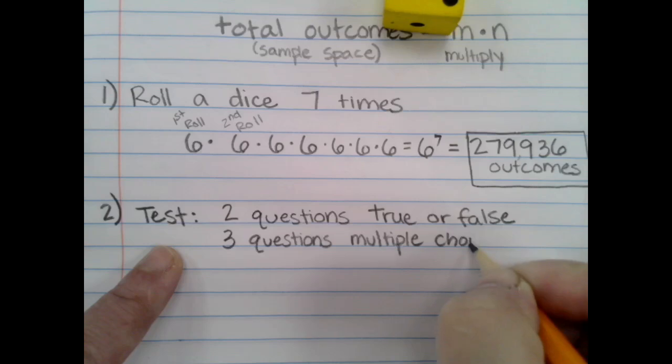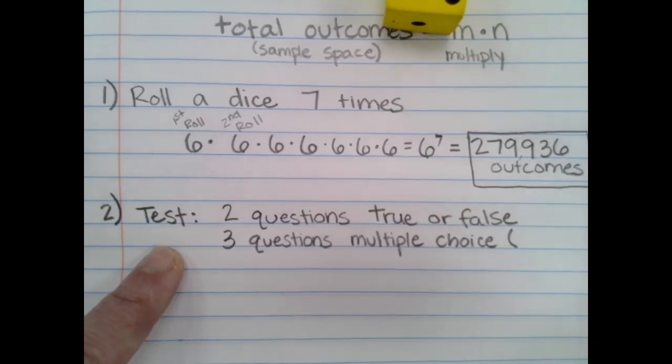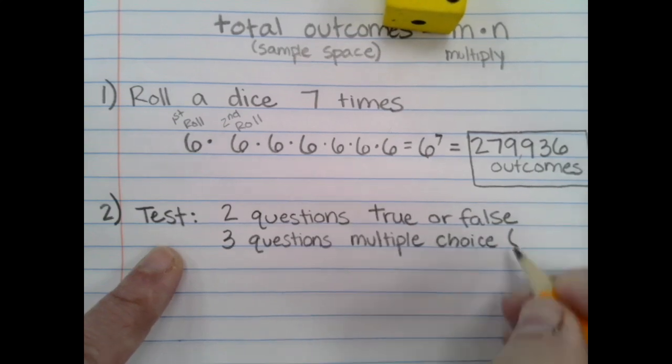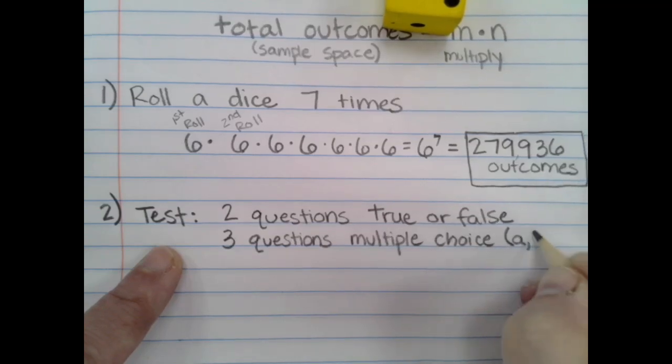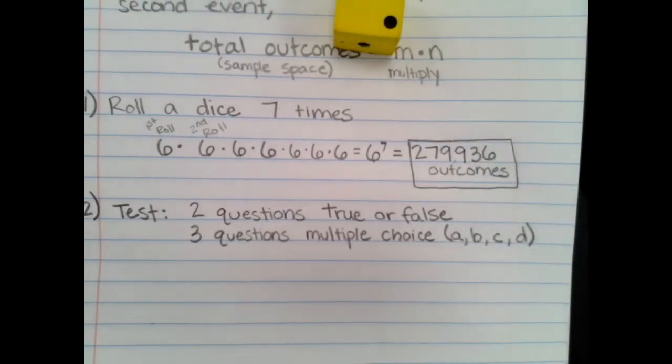You guys take more tests than I do these days. How many options do you guys usually get on your multiple choice? Usually do you guys just do ABCs or 4? A, B, C, D? Okay. That's what I thought, but I just wanted to make sure. So I want to find out how many ways could we have the test filled out.